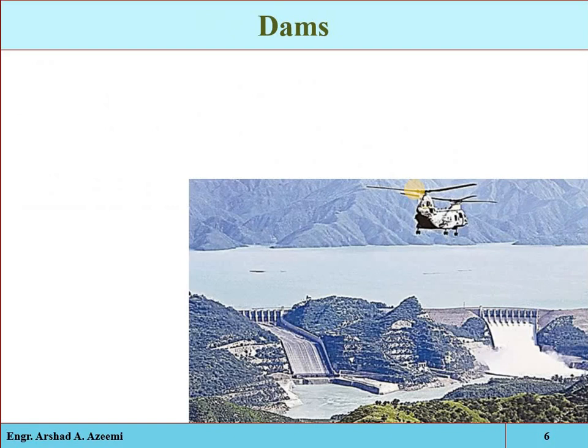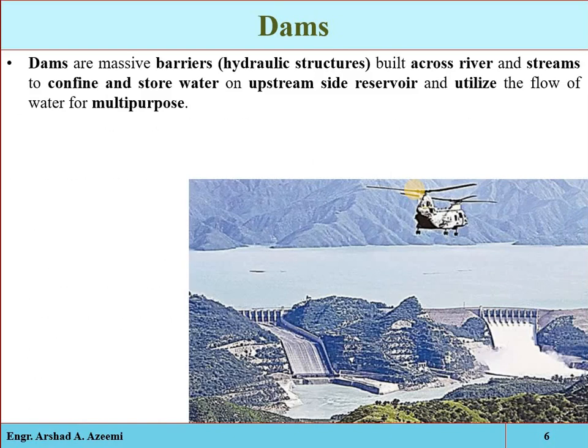Now see what is a dam. Okay, just to introduce the basic definition, or the international definition, of the dam structure. So we can say that dams are massive barriers. That is just an abstraction. It is a type of hydraulic structure because it deals with flowing water, it deals with the water. So that's why it is a type of hydraulic structure.